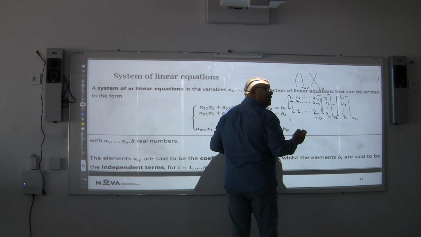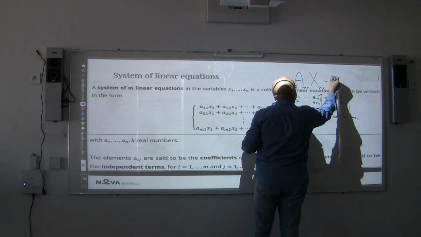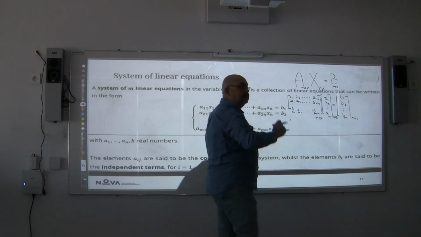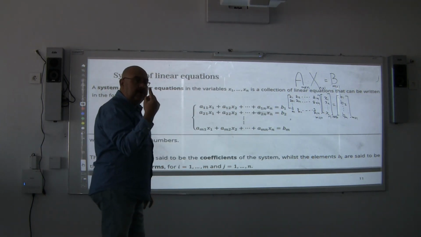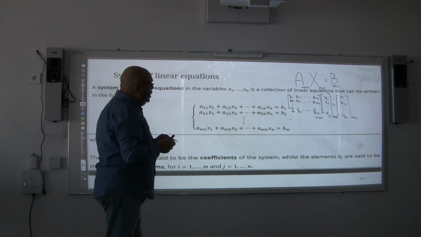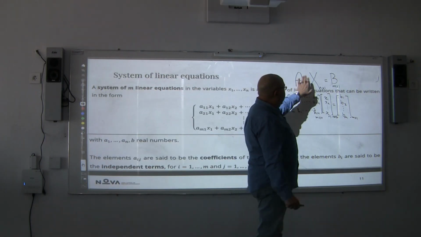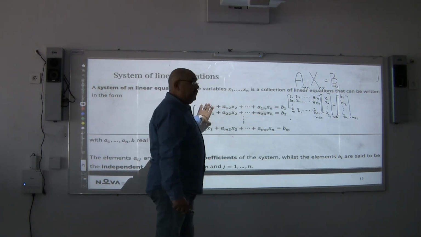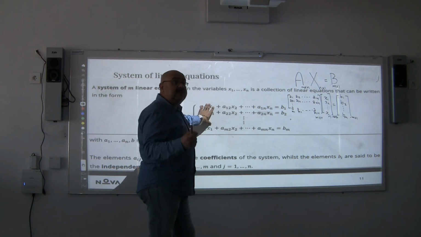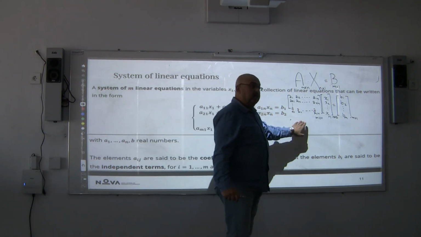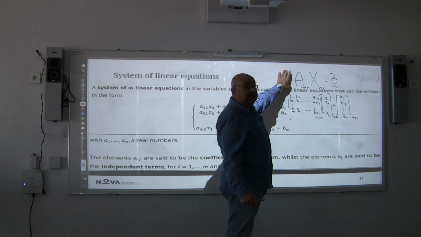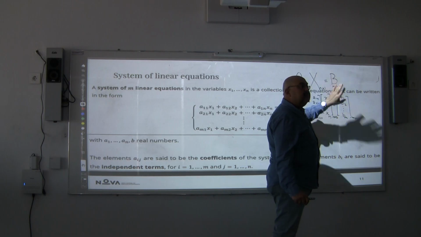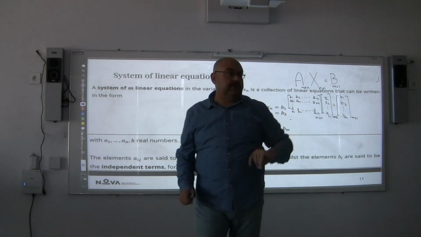And the result matrix will be m by 1. So it's m rows and one column. So actually, you have A times x equals b, as you can see. So any system of linear equations can be easily written in a matrix form containing the coefficient matrix, then the unknown column, then the result matrix. That's the main idea of solving any system of equations.